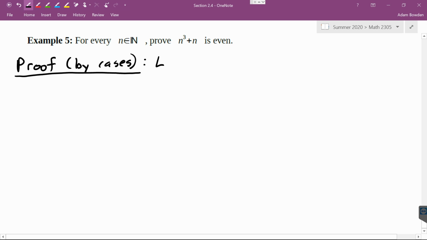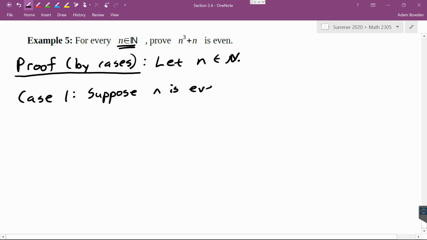So to start off here, I'm going to start by defining what n is. n is a natural number. Okay, so that's, again, we have to start off with that part. For case 1, we're going to suppose n is even. Then, as a result, n is equal to 2k for some k in the natural numbers.